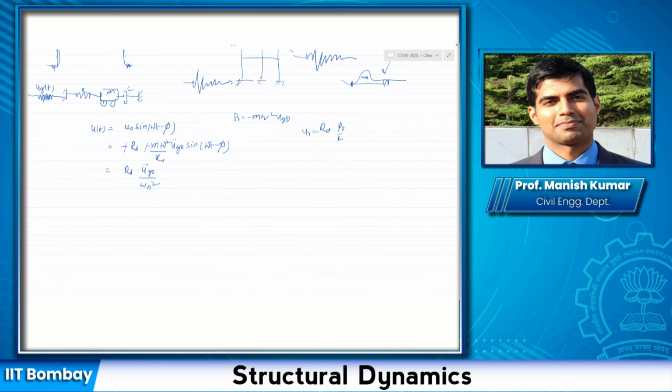And then I have this sine term here, omega t minus phi. So this is what I am trying to measure. Let us see how we do that. How do we measure this?